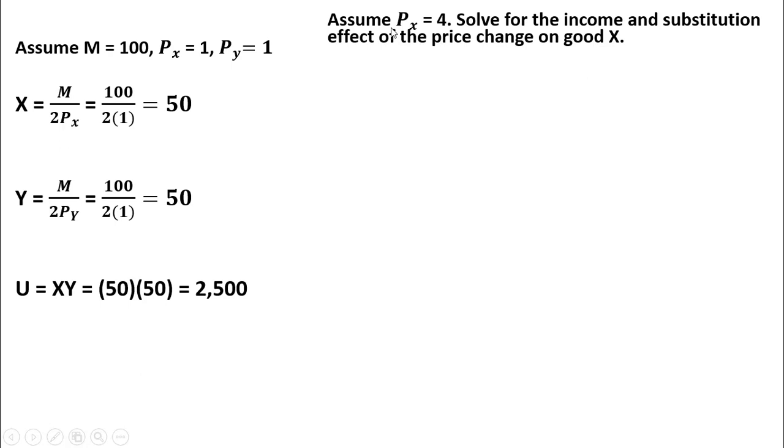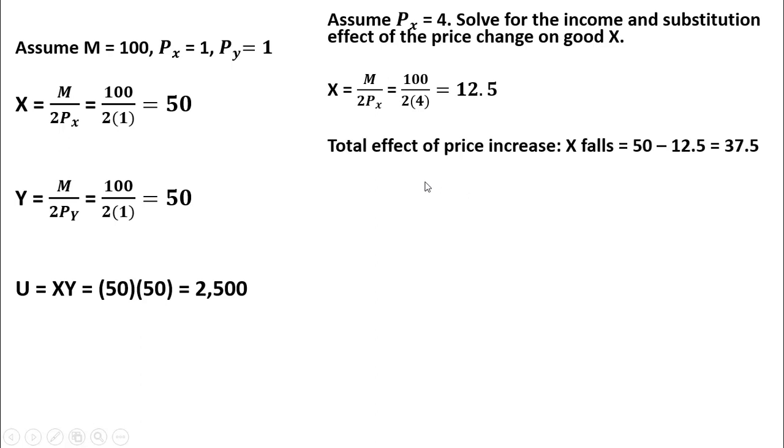All right, next, the price of good X increases to $4. Solve for the income and substitution effect of this price change. So looking at our ordinary demand for good X, the consumer now will only buy 12.5 units. The total effect of the price increase is that X falls by 50 minus 12.5, or 37.5 units.